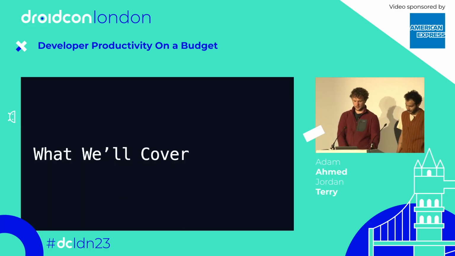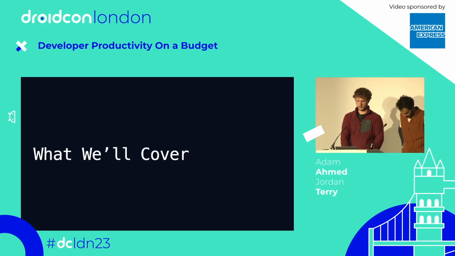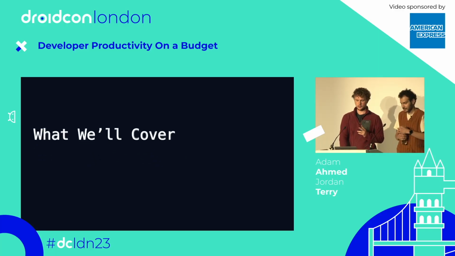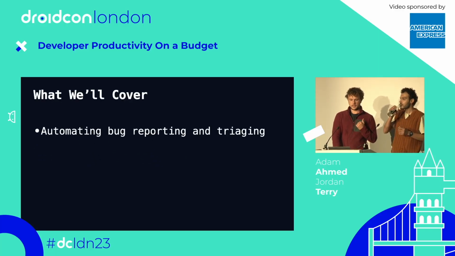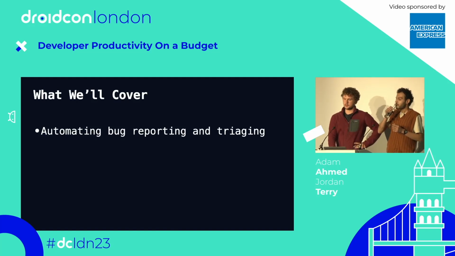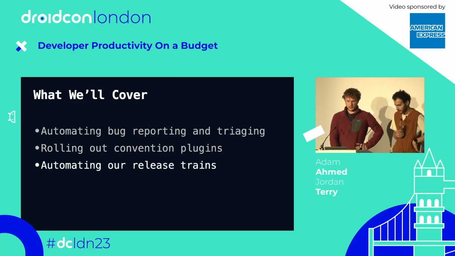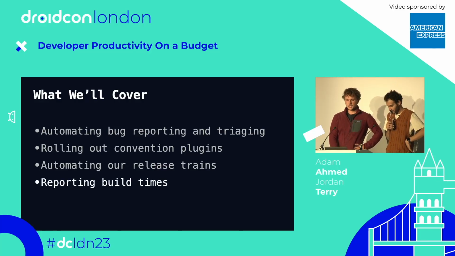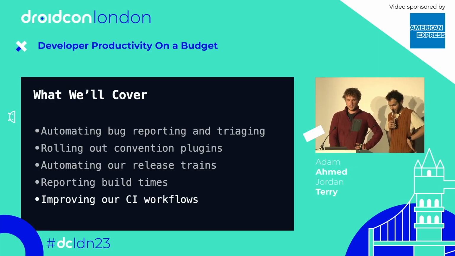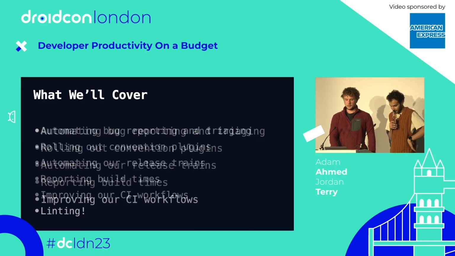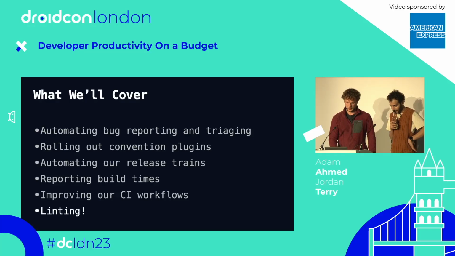Cool. So I'll quickly go through what we're going to cover over this talk. We're going to alternate between 3 projects we worked on. Adam's going to start off talking about automating bug reporting and triaging of those bugs throughout the teams in his business. I'm going to talk about rolling out convention plugins at M&S and how they've been helpful for us. Adam's going to talk about automating their release trains, which is super interesting. I'm going to talk about reporting build times, so talking about how we haven't any clue about how long it takes for the app to compile. Adam's going to talk about improving the CI workflows. And finally, I'm going to talk about linting. So I'm going to hand over to Adam.